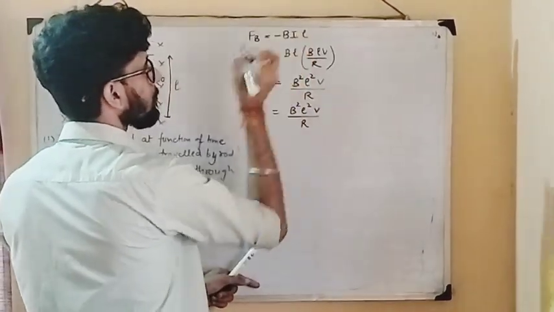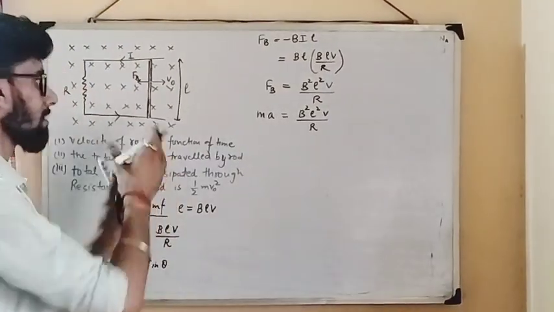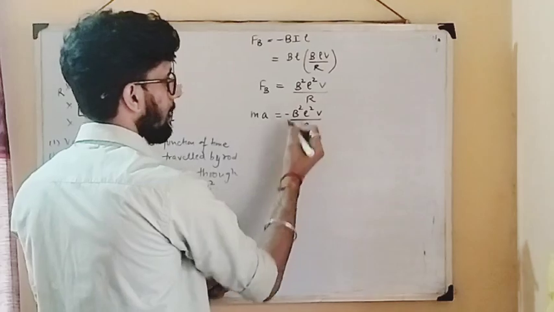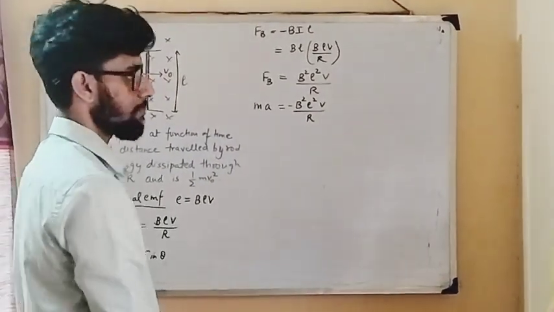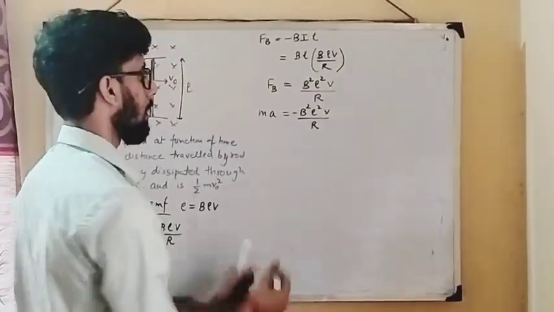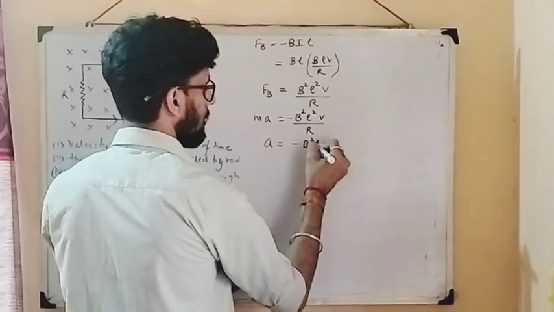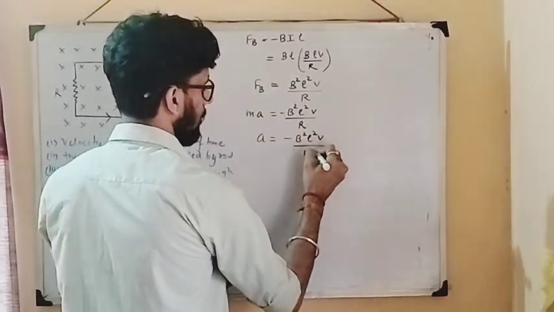Since this force is acting in the reverse direction, or it is decelerating the whole motion, there will be a negative sign, so F is equal to minus B squared L squared v upon R. From here we can calculate the acceleration: minus B squared L squared v upon mR.